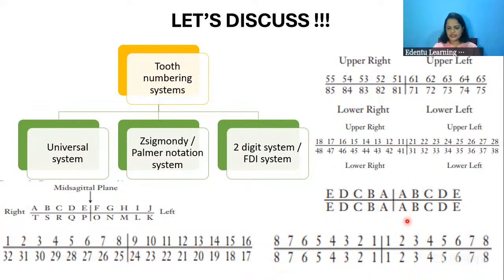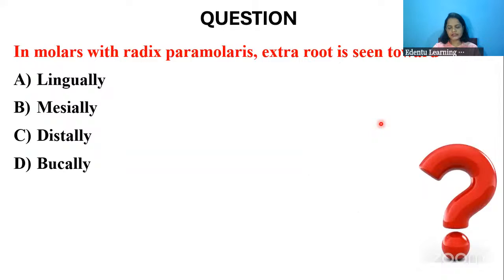Then this is the Sigmondi system, where we use symbols, but those symbols are difficult to enter on the keyboard, so they discarded that system. Now the FDI system, or the two-digit system, is most popular, adopted by the WHO also. In the FDI system, as you know, two numbers are used. 5 refers to the upper right quadrant, 6 refers to the upper left quadrant, 7 refers to the lower left, and 8 refers to the lower right. This is what we commonly use in the clinic also.